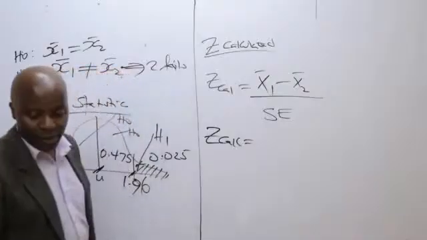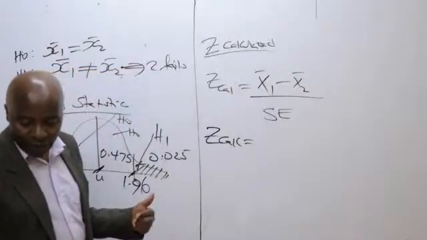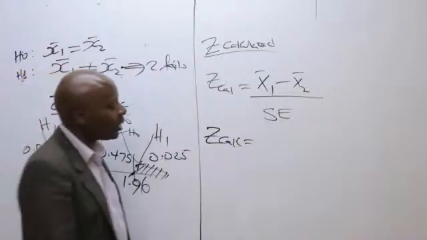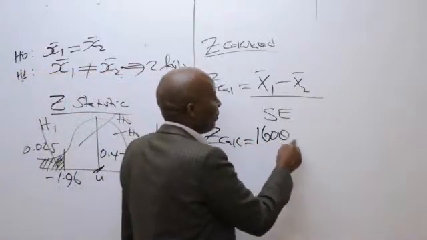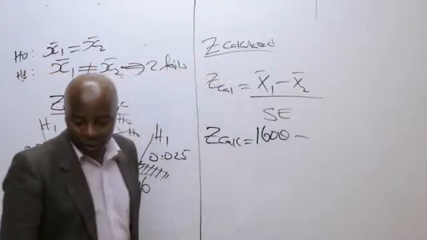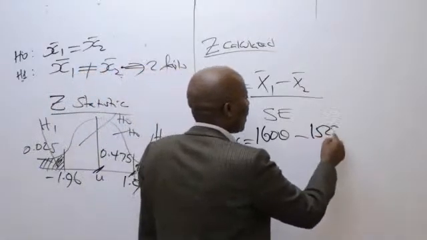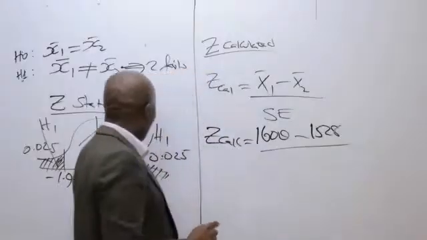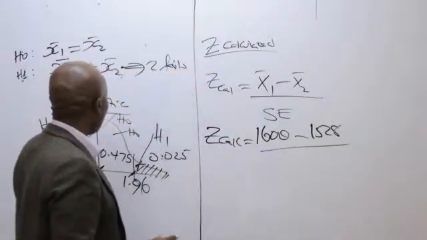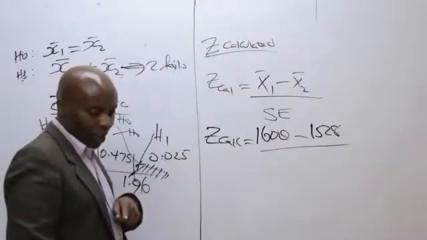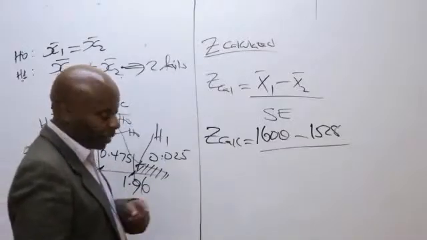X bar 1, the first mean they gave us there, is 1600. So I'll talk of 1600 minus X bar 2. X bar 2, what do we have there? 1528. So minus 1528 all over the standard error. The standard error, ladies and gentlemen, happens to be the figure that you gave me, 18.68.